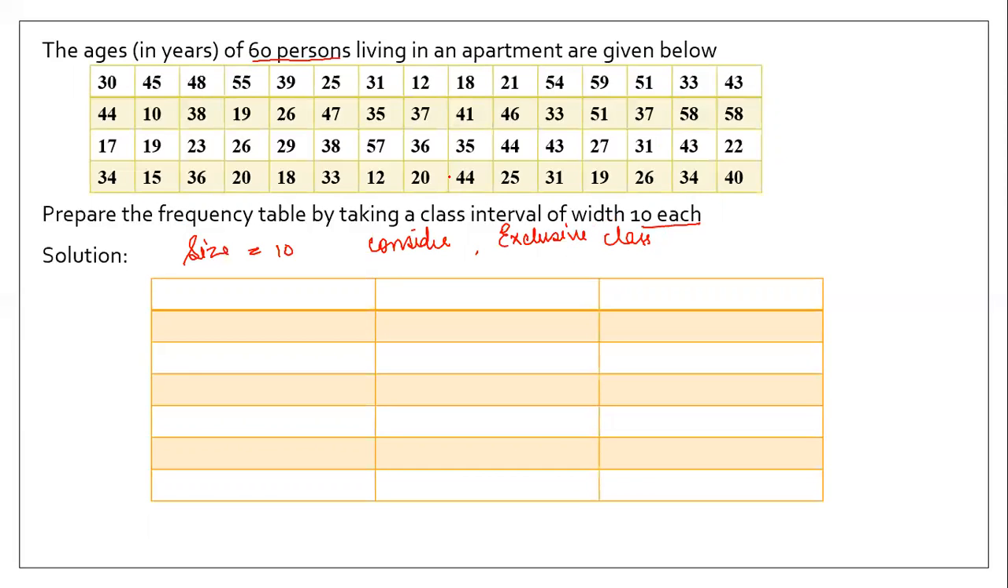So first we have to see the lowest value and the highest value. If you see here, the data that is given, the lower limit is 10. There is no number less than 10. Okay, and the upper limit is 59. And the width they said should be 10.